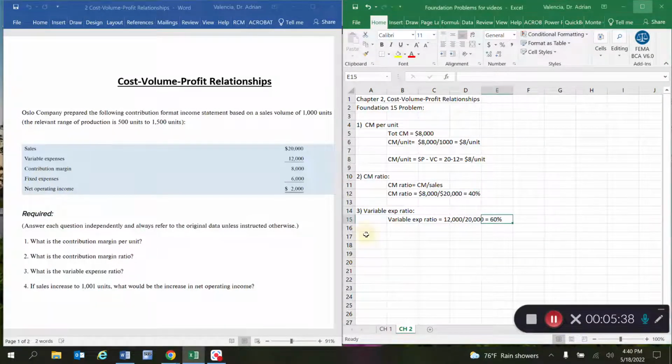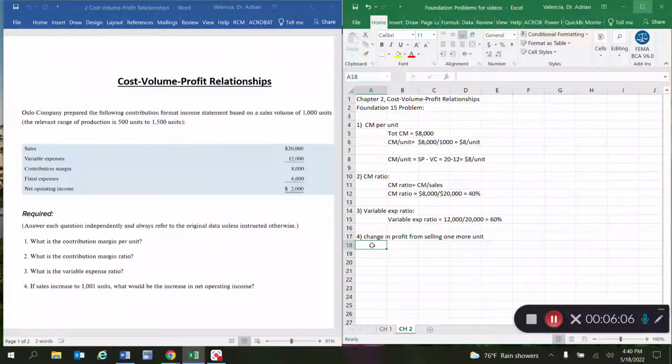Then in question 4, they're asking us, if we were to increase sales to 1,001 units, in other words, sell one more unit, what would be the increase in net profit? Okay, so this is where the contribution margin amount comes in very handy. So let's say change in profit from selling one more unit.